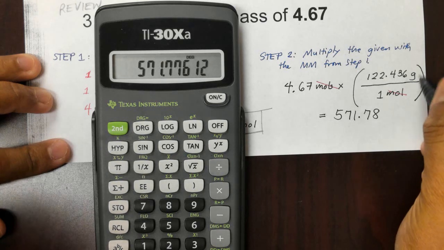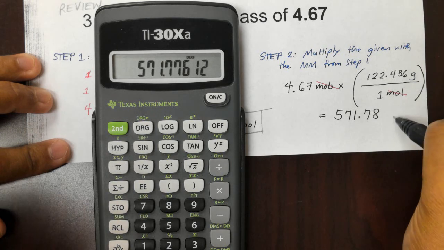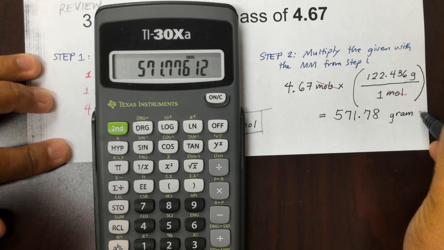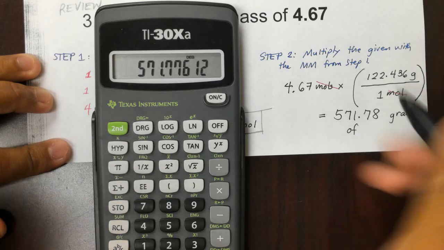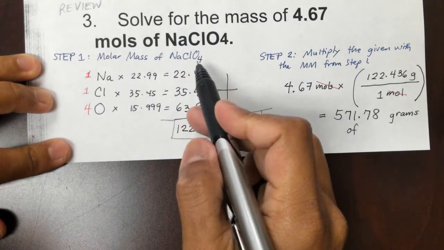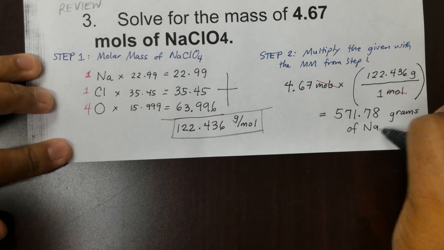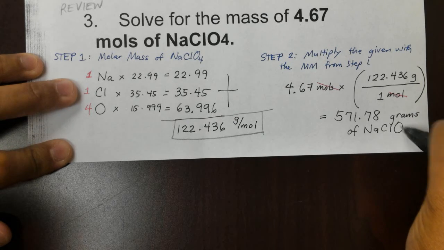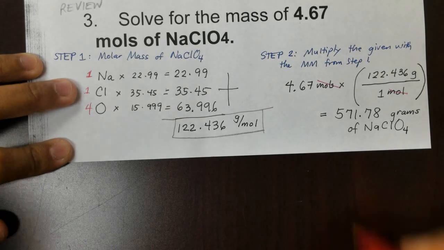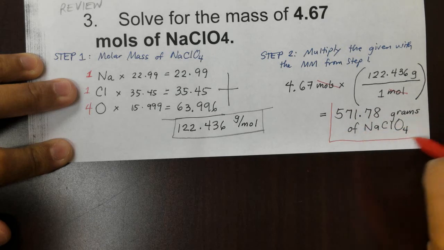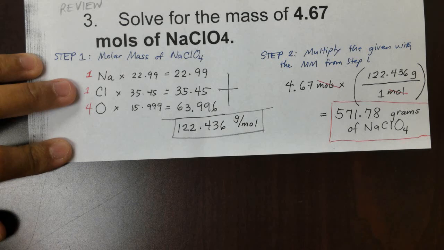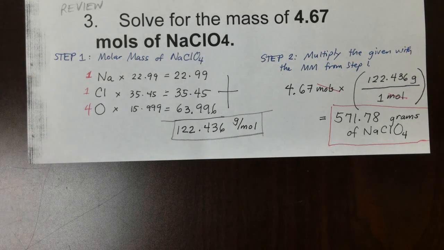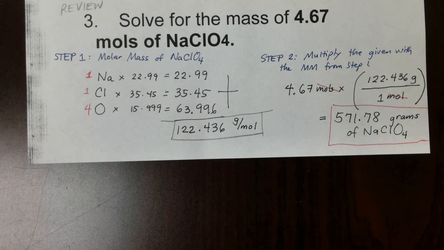And of course, the final unit will be the G. And I will just write the word grams here to emphasize that. G or grams will do. And then of our substance is NaClO4. So let's mention that as well in our final answer. And so the final answer is 571.78 grams of NaClO4. And that's how we solve the mole to mass conversion.